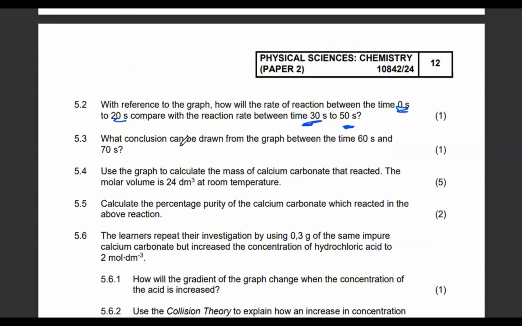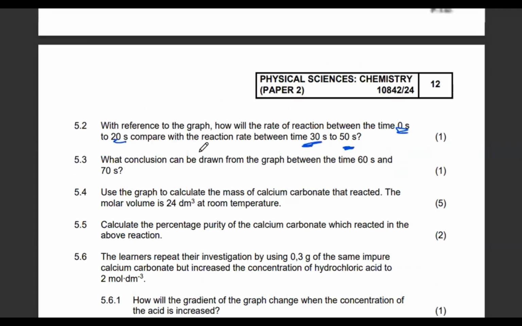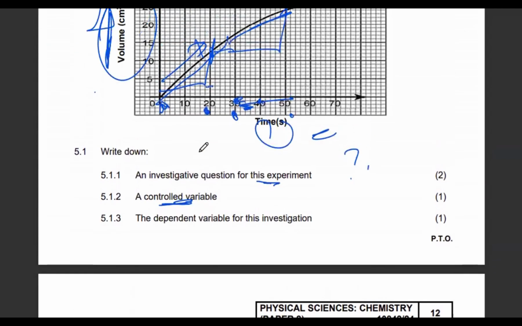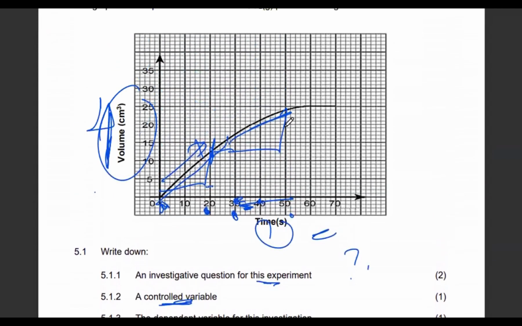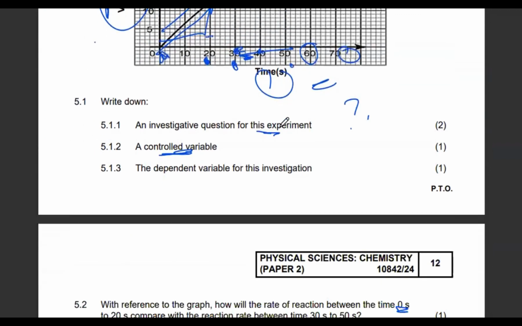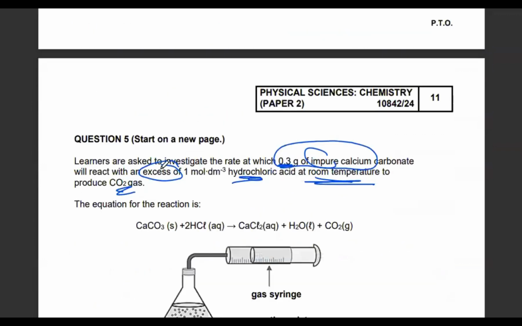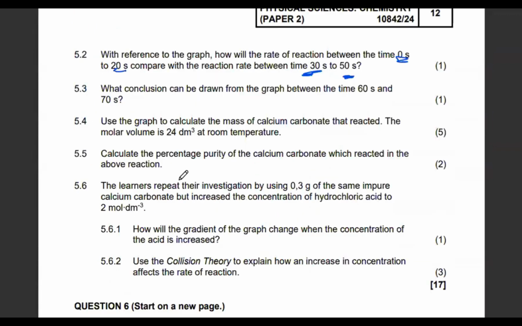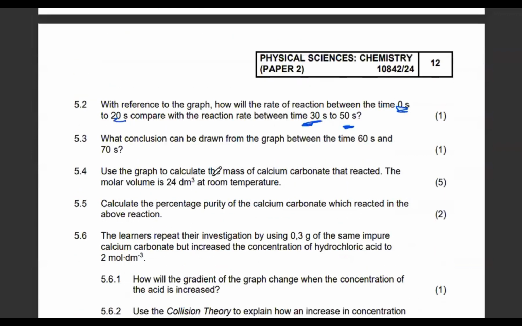They are asking what conclusion can be drawn from the graph between 60 and 70. If you look at 60 and 70, you see that the reaction has reached its completion. So we can say that the reaction stopped, because the calcium carbonate has been used up. You can also talk about hydrochloric acid, because hydrochloric acid was in excess, so it cannot be a limiting factor. It's only calcium carbonate which is the limiting factor. So I think that one is clear.